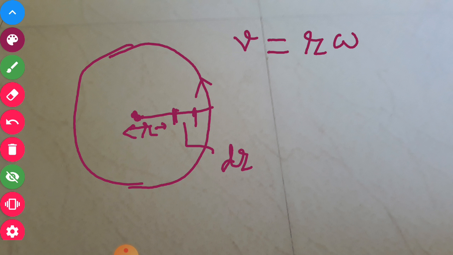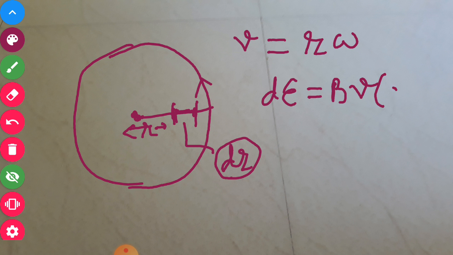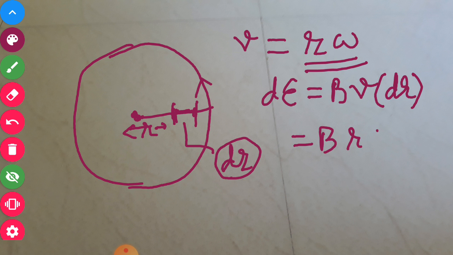Now the length of this small section is taken as dr. So the small induced electromotive force dE is, according to E equals BVL, B, V and L, where L is the length of that segment, that is dr. Now instead of V, we write r omega. So dE equals B into r omega into dr. This is for a very small segment.